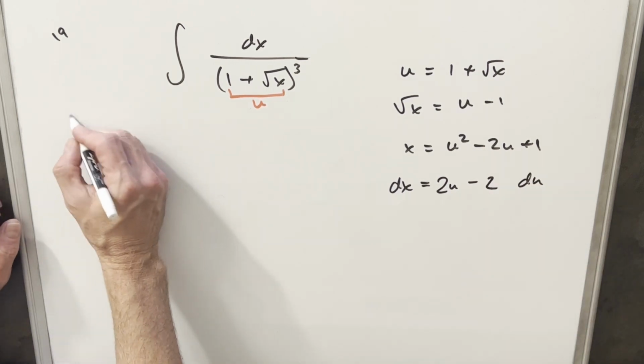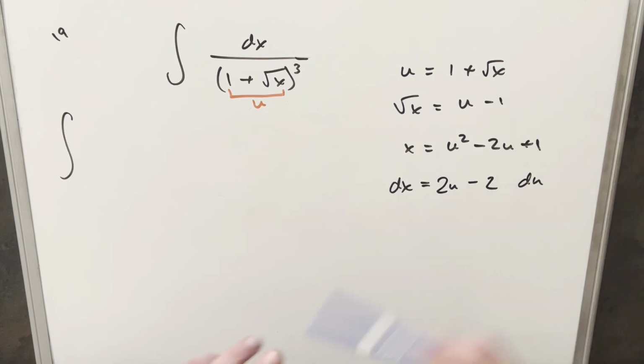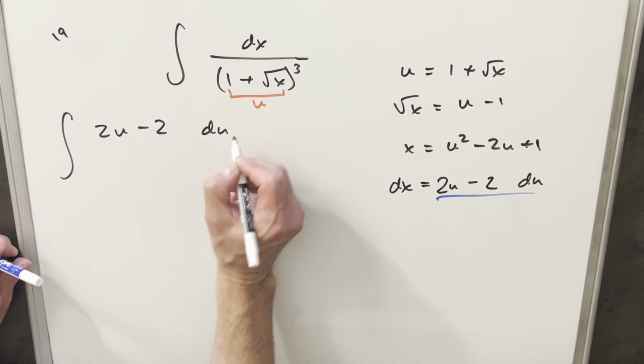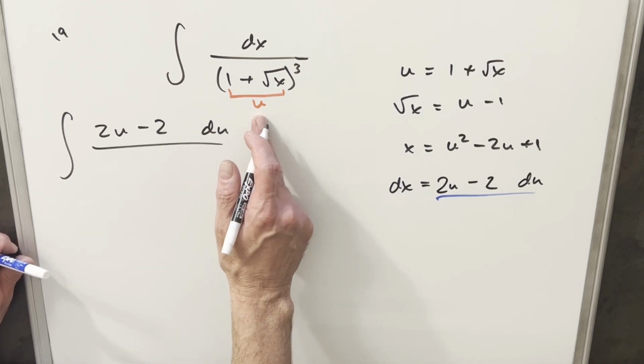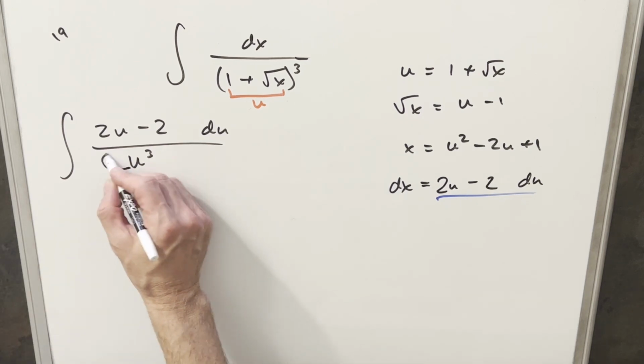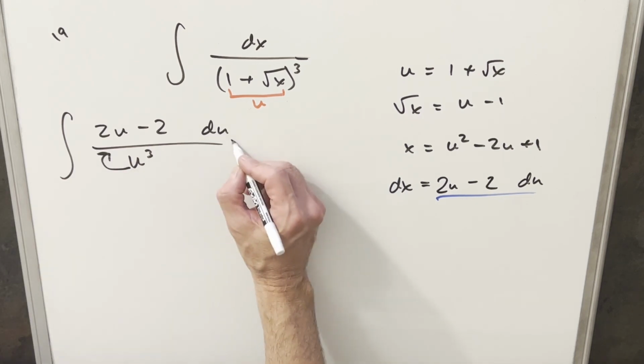Let's go ahead and do the substitution. For our dx value, we have that right here, so I'm going to write in 2u minus 2 du. We made this our u, so our whole denominator is just going to be u cubed. And then to simplify this, all I'm going to do is divide this u cubed into the numerator.